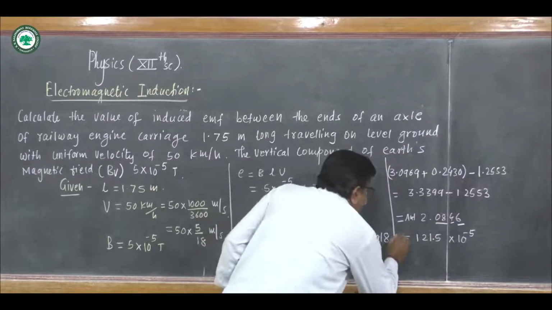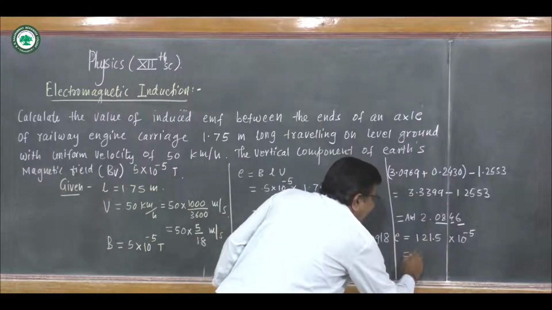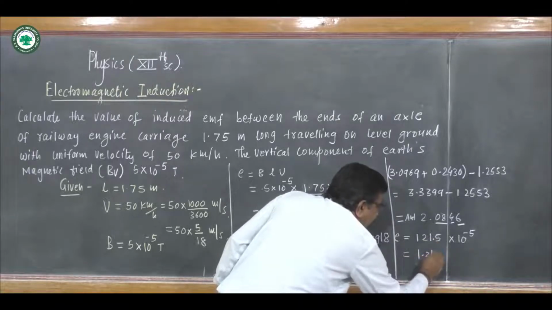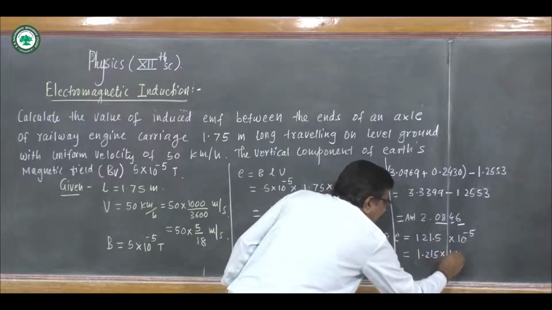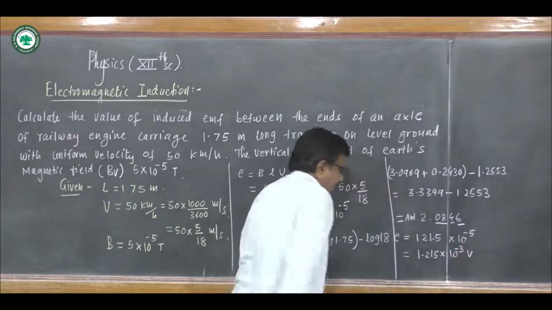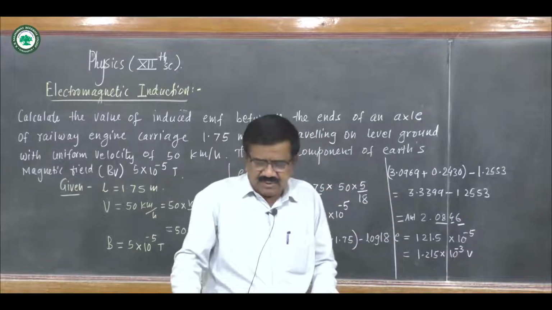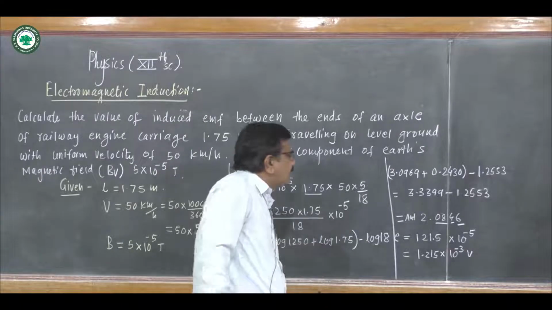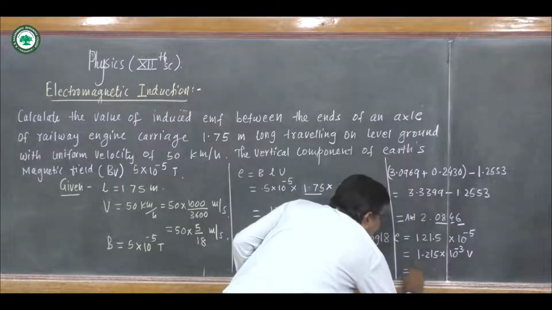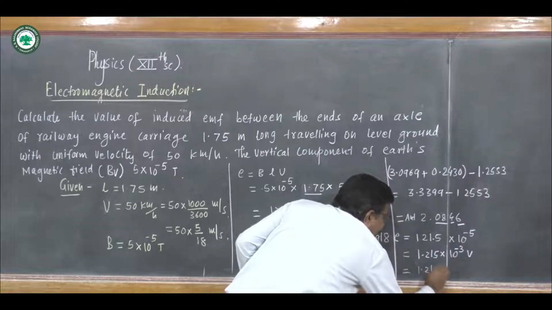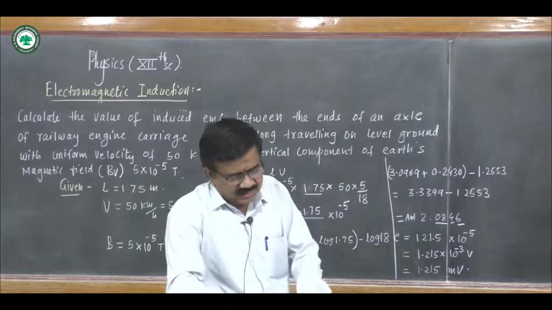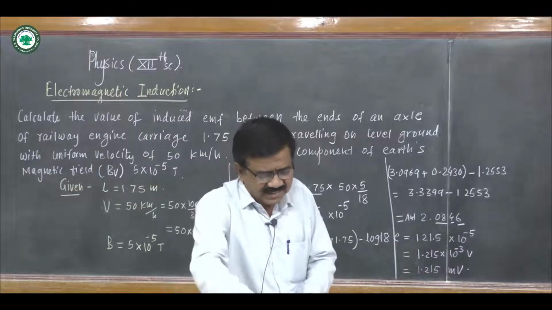This is the EMF. By rearranging the term, we write this as 1.215 into 10 raised to minus 3 volt. But 10 raised to minus 3 volt is 1 millivolt, so it is 1.215 millivolt. This is our required answer.